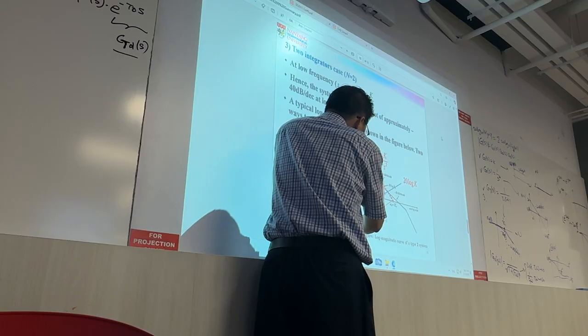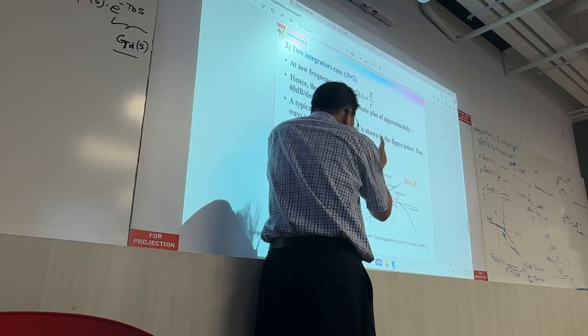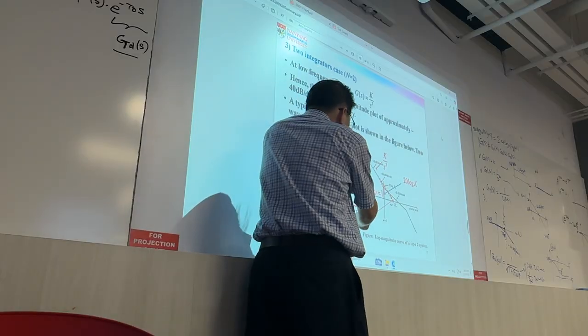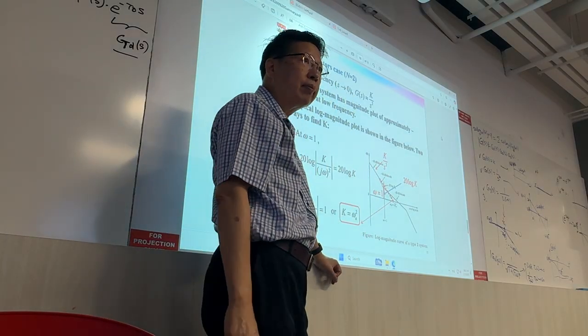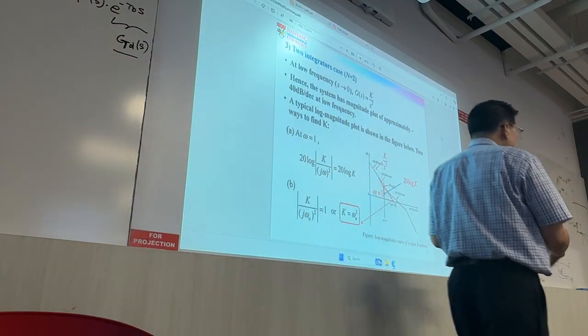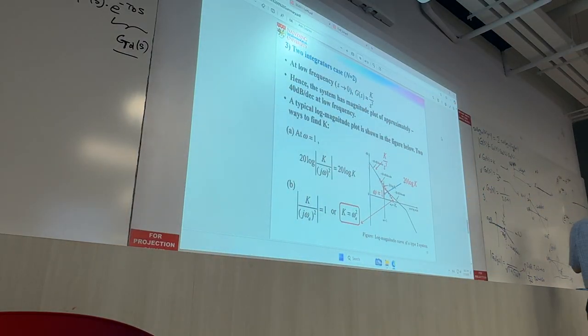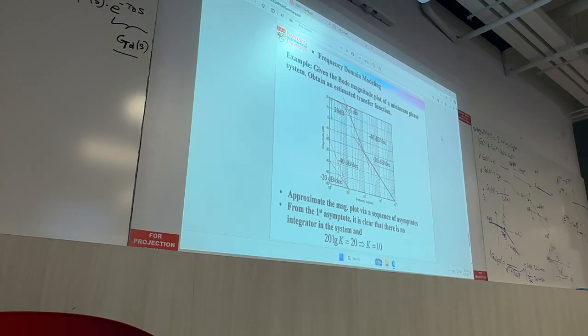So k is equal to omega squared. You take this frequency and square it, and then you get the k value. So this also helps us to identify the gain value of the transfer function, in particular later on when we do the model.